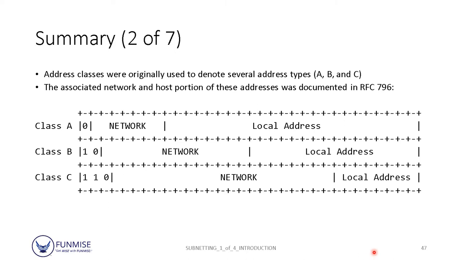Now, address classes were originally used to denote several address types, A, B, and C. The associated network and host portion of these addresses was documented in RFC 796. So if we use those default classful types, as you can see, I even show here what that first bit was. In this case, for the class A was 0. For class B, the first 2 bits would be 1, 0. And for class C, the first 3 bits would be 1, 1, and 0. Note how many bits are reserved for network in each type and how much are reserved for local address or host in each type.